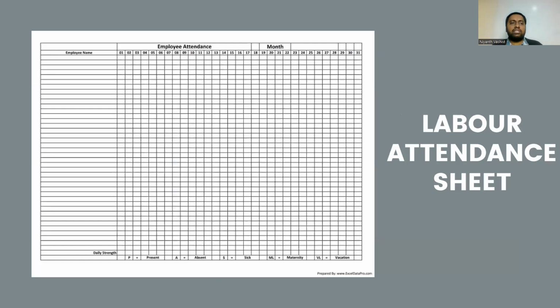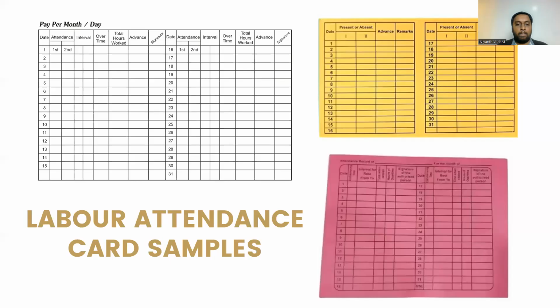Just to give you a small understanding of the labor attendance sheet. Here it is called employee, or sometimes labor. You can have a simple sheet with the employee name and the attendance, just like how we used to have in school or college. Then daily, what was the strength? How many were present? How many were absent? How many had taken sick leave? How many had maternity leave? Or how many were going for a vacation? All these names can be put up, and the total number per month can be put up as well. This is a very simple understanding of a labor attendance sheet.